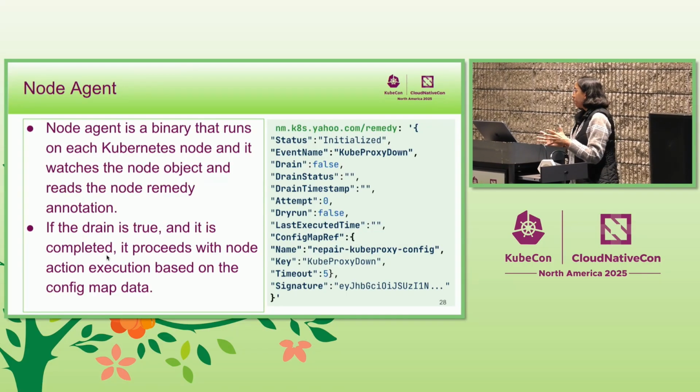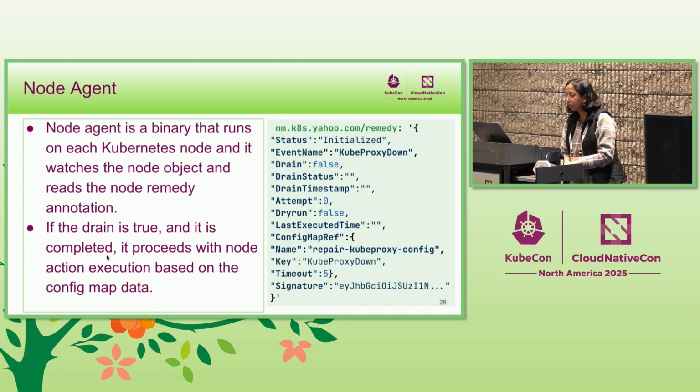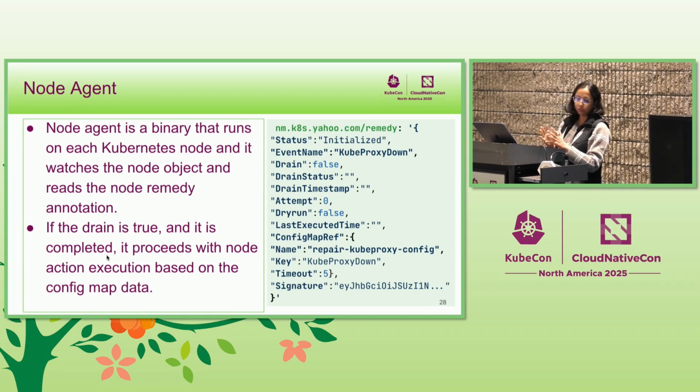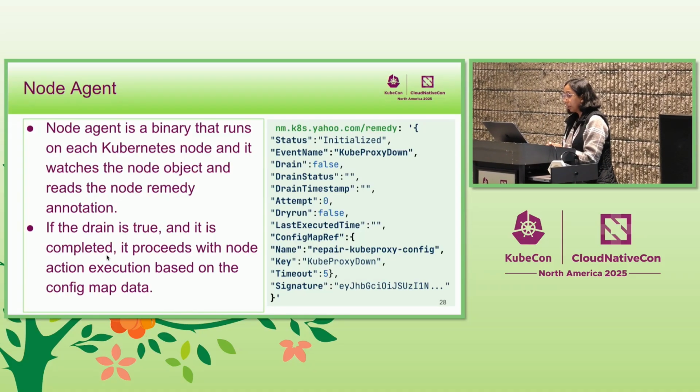So how does the node agent pick it up? As mentioned earlier, it waits for the signal from the remediator controller and looks at this annotation. Let's dig deeper into this annotation, where you can see that it's set to initialized by the node maintainer controller. What is the event or remediation to be executed? Kube proxy down, in this case.